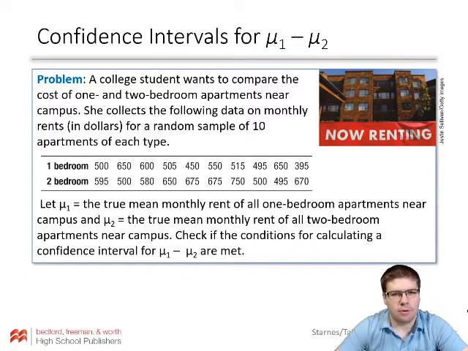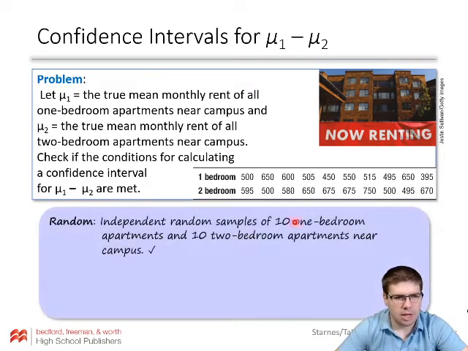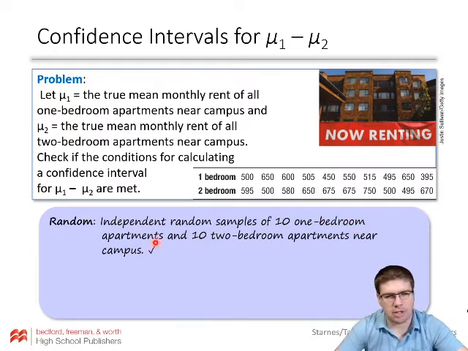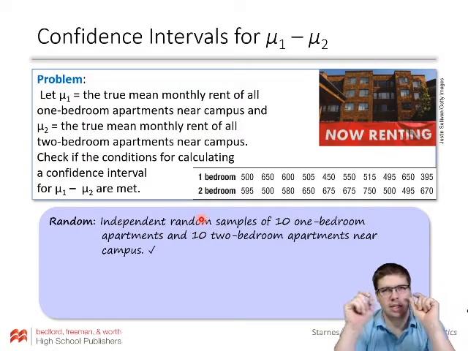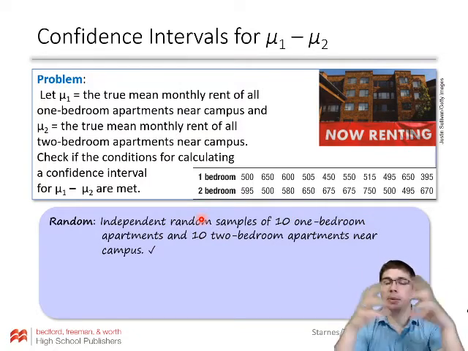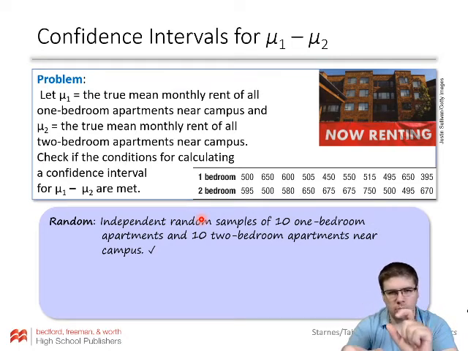So the first condition that we're going to want to look at is the random condition, and they did say that they got a random sample from each. So independent random samples of 10 1-bedroom apartments and 10 2-bedroom apartments near campus. What would make these not independent is if you randomly selected 10 apartment complexes, and then within each complex you checked a 1-bedroom and a 2-bedroom. Those would not be independent.